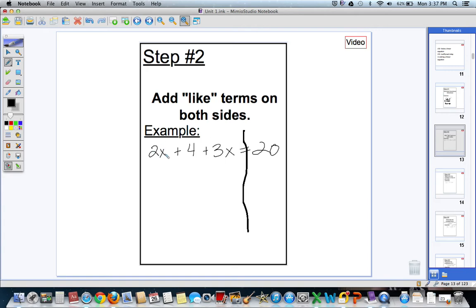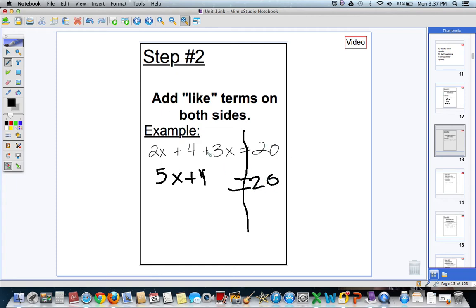We have a 2x and a 3x. These are like terms from last time because they both have an x to the first power. So we combine them by doing 2x plus 3x and we get 5x. There is no other constant on this side, so we just leave it as plus 4. We still have our equal sign. There's nothing over here with the 20, so we leave it as 20.